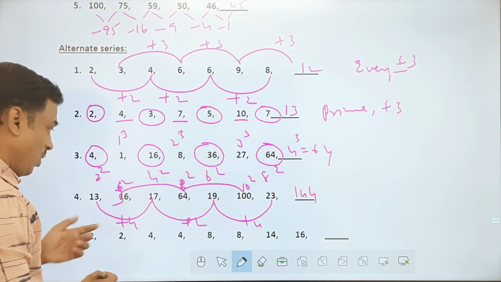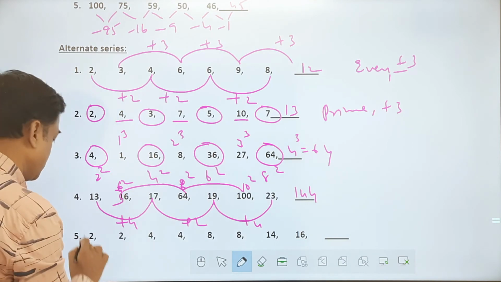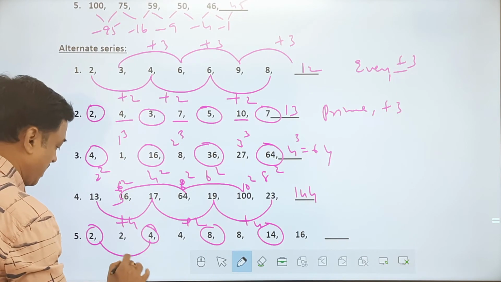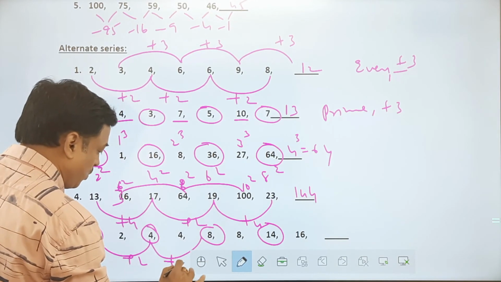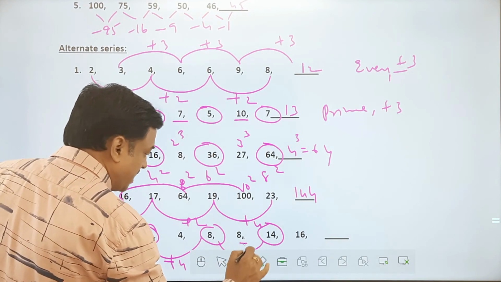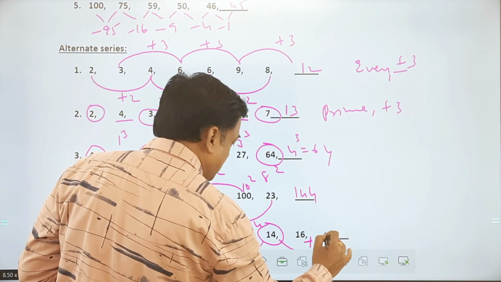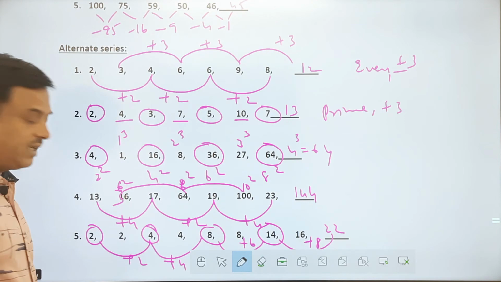And here, what else do we have? Alternate numbers. 2, 4, 8, 14. This is plus 2, this is plus 4, this is going to be plus 6 kind of a stuff. So this has to be plus 8. That is 22 is the required answer in this case.